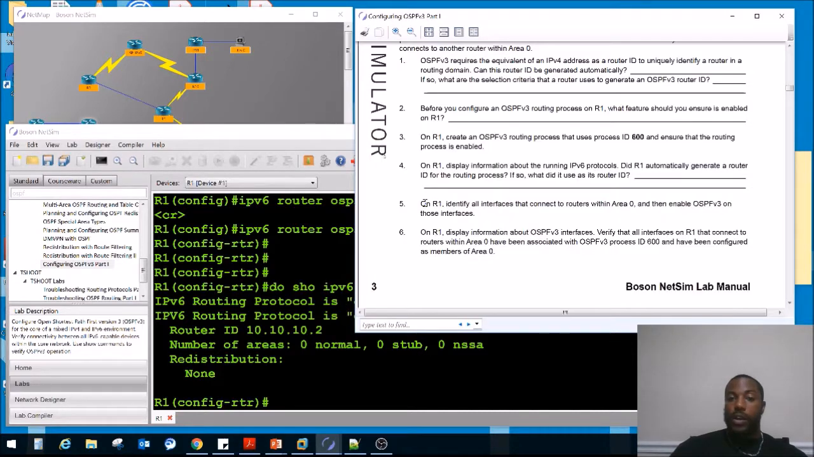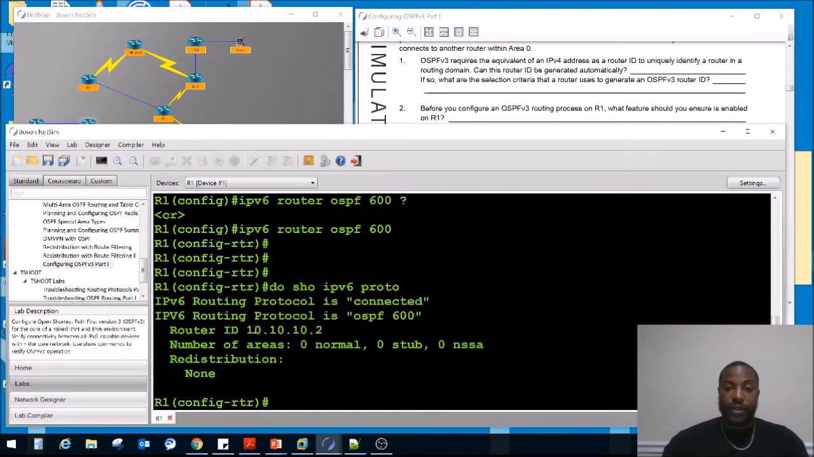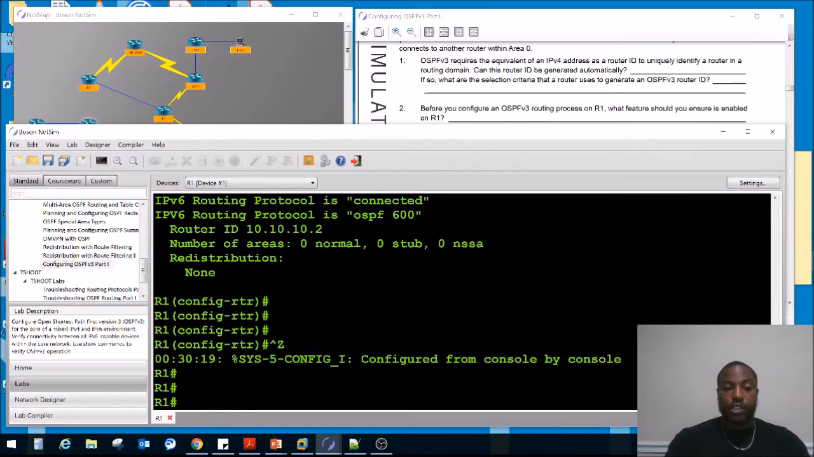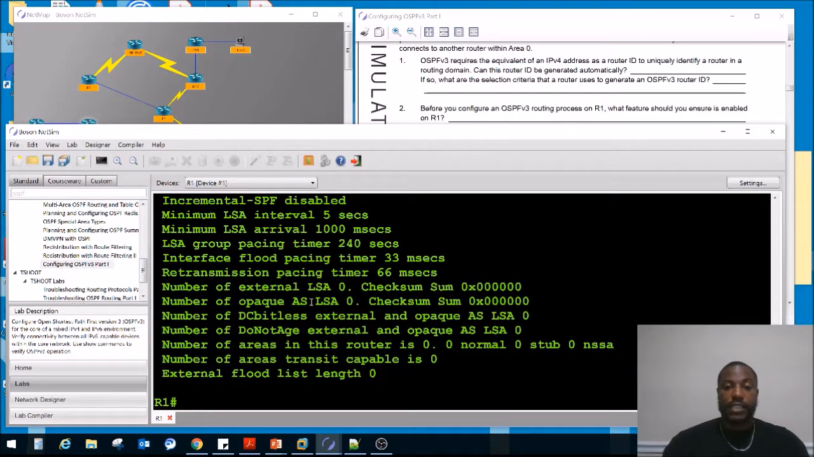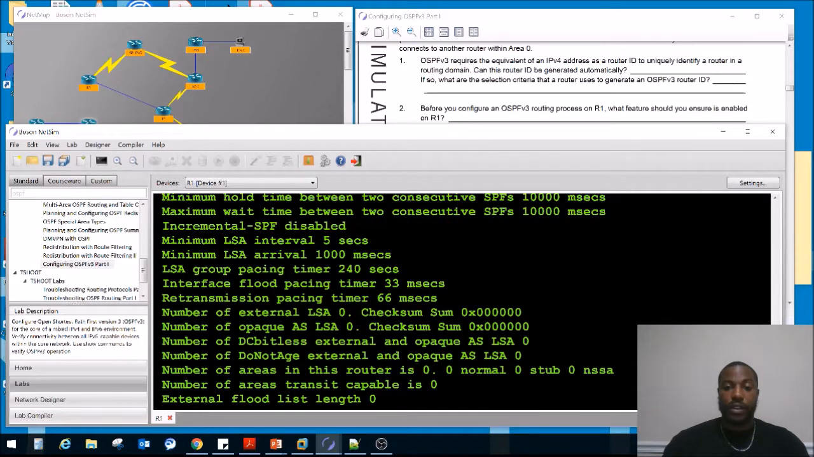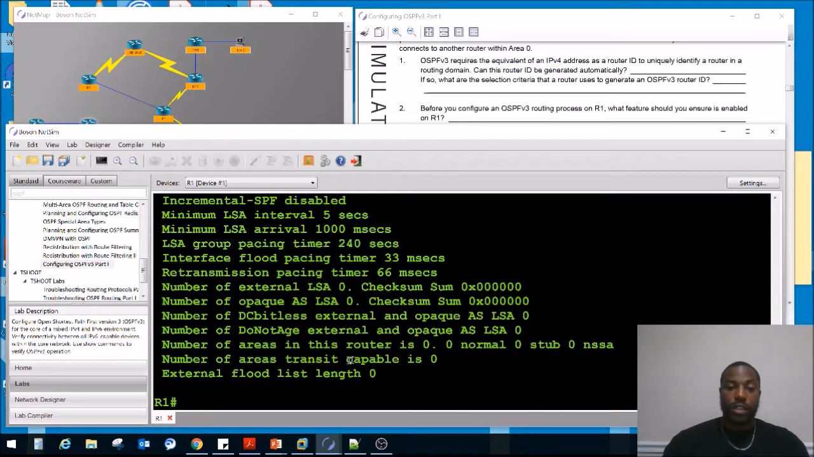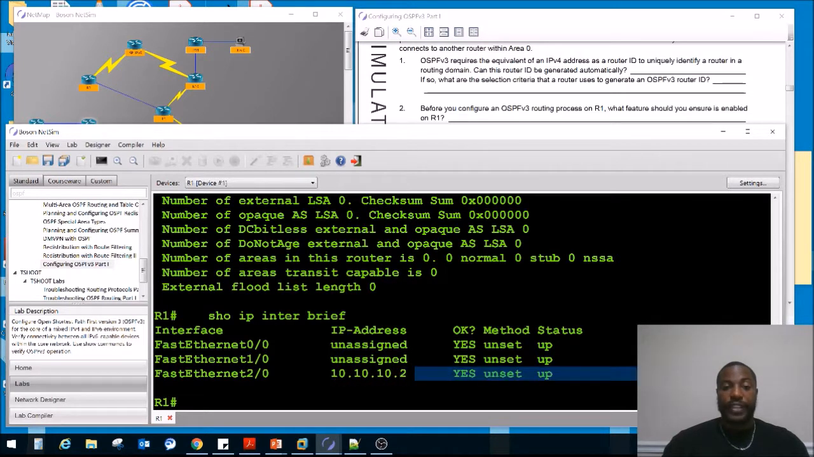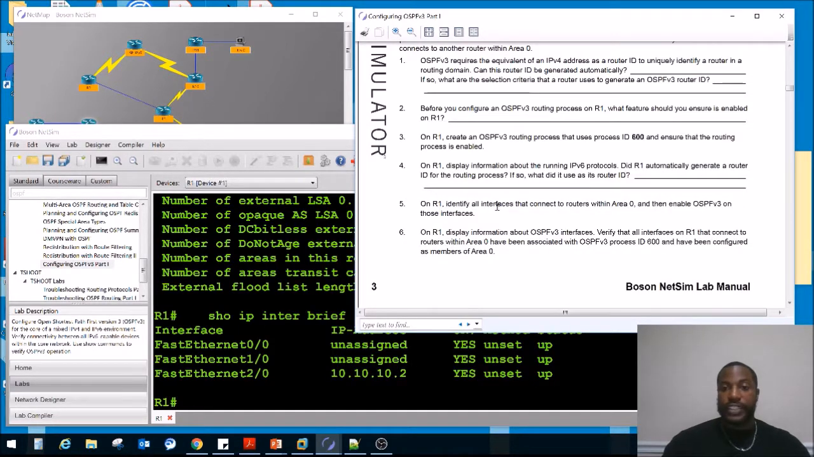So it is enabled. On router 1, identify all interfaces that connect to routers within area 0, and then enable OSPFv3 on those interfaces. So what connects to OSPF area 0? Let's see. Show ipv6 ospf, maybe? That should tell us how many interfaces are in this area. None so far. So maybe we need to do show ip interface brief. So we got only one interface, pretty much. The other one is a serial interface. No, yeah, we got that one. There is a serial interface that's also up, but all interfaces that connect within area 0.